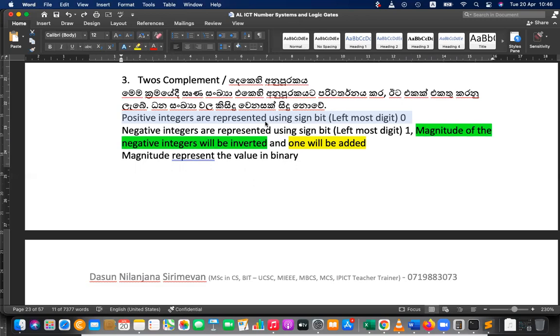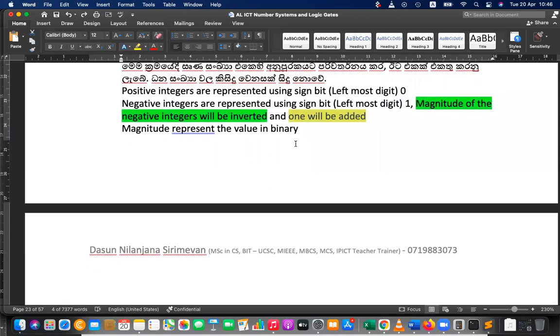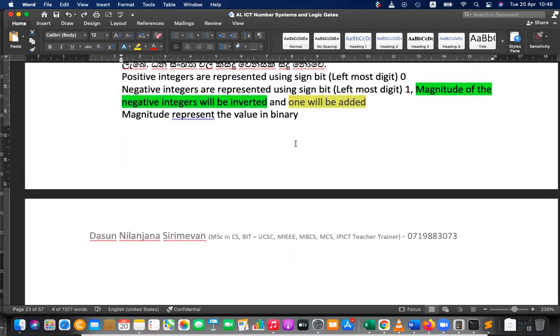Two's complement method has the same positive number representation. But for negatives, it has a small addition. So negative is represented by inverting, similar to the one's complement. But an additional one will be added to the end. That is the only change. Right? So learn the change. Then it is easy.